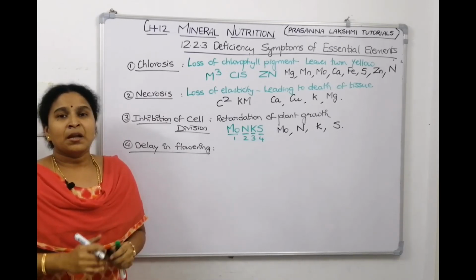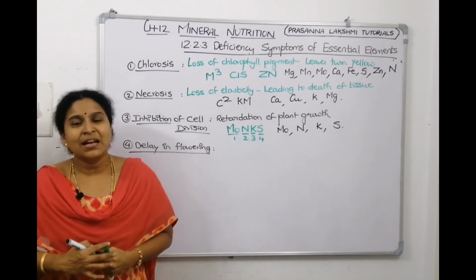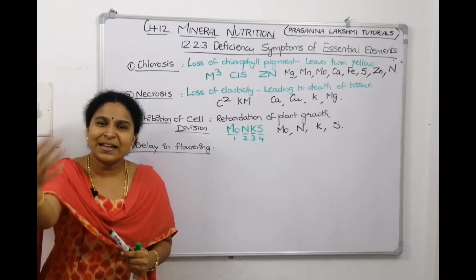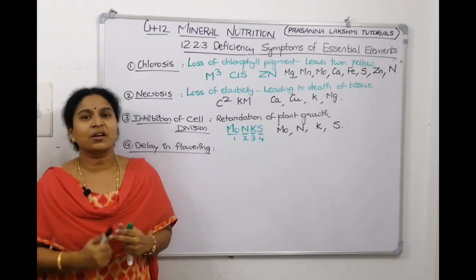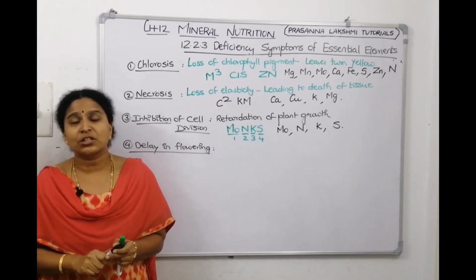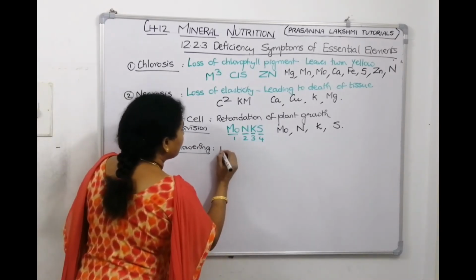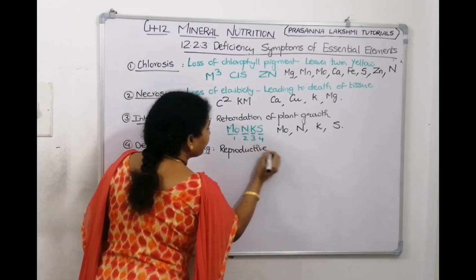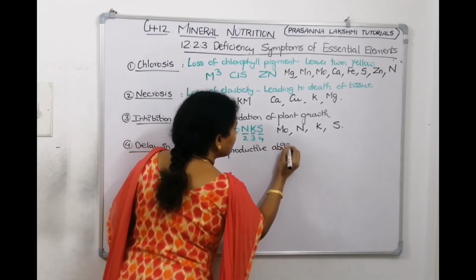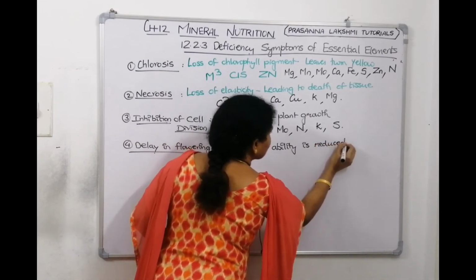Delay of flowering. If the plant flowers, then only it will give fruit, then only it will give seed. When you sow the seed, then only you will get the next generation. Delay in flowering means it's not able to produce the next generation. Which elements' deficiency will cause delay in flowering? Delay in flowering means reproductive ability is reduced.